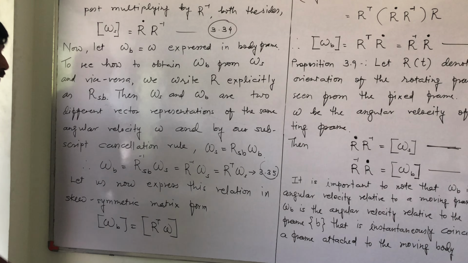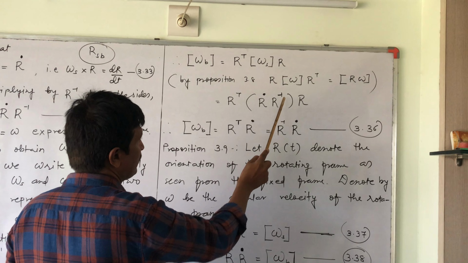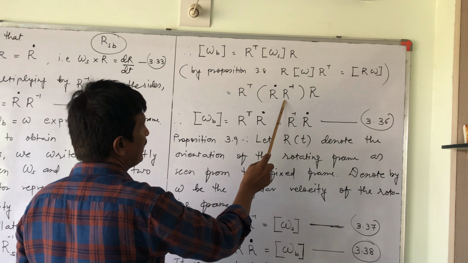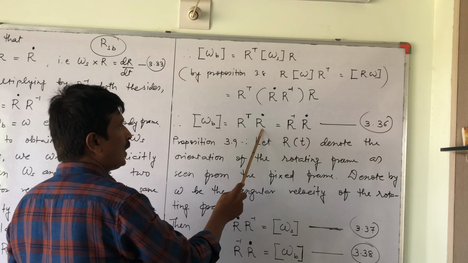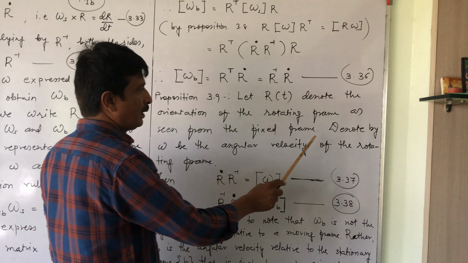R transpose into skew symmetric of omega s into R. So omega s is R dot R inverse, into R. So omega b equals R inverse into R, which is I. So R transpose into R dot, where R dot stands for dR by dt. But R transpose is R inverse, so R inverse into R dot, equation 3.36. Proposition 3.9. Let R(t) denote the orientation of the rotating frame as seen from the fixed frame at time t.